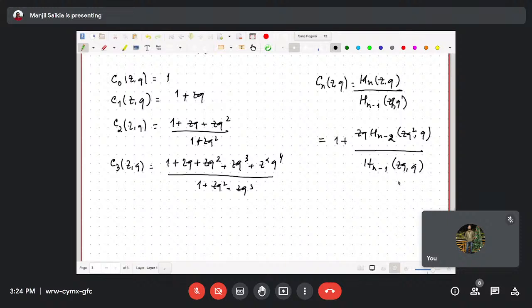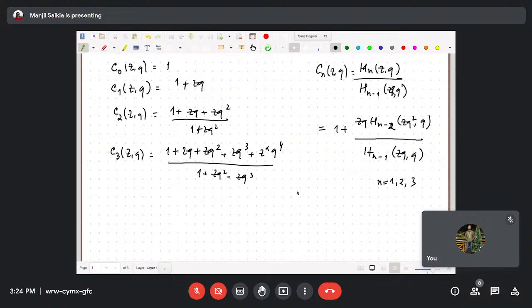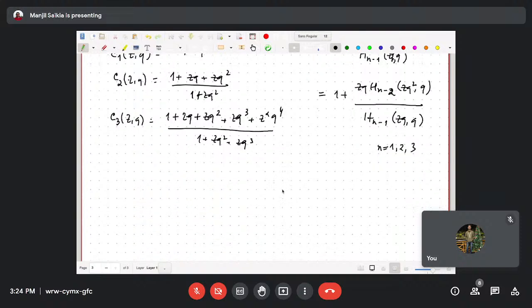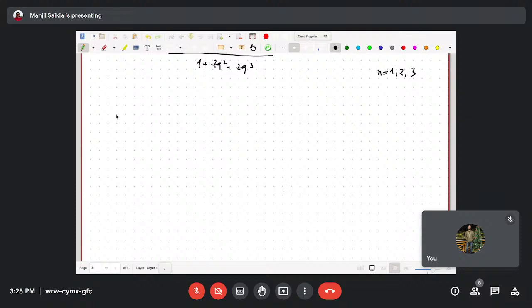So this is actually true for n equal to 1, 2, and 3. If you look at whatever is written on the left-hand side, then you will see that whatever I have written on the right-hand side would be true for n equal to 1, 2, and 3. This suggests that we can make the following substitution. Again, you can verify this using a computer, which will not take too much time. So remember, I'm interested in C of z, q, not the convergents really, but I'm going to use the convergents to say something about the Rogers-Ramanujan identities. So this suggests that I can write C of z, q as a ratio of some H of z, q divided by H of zq, q.